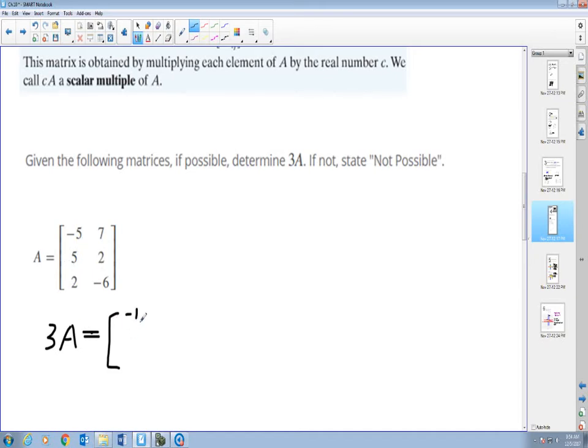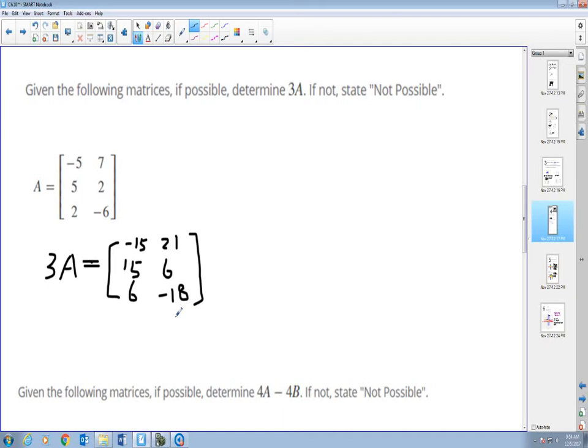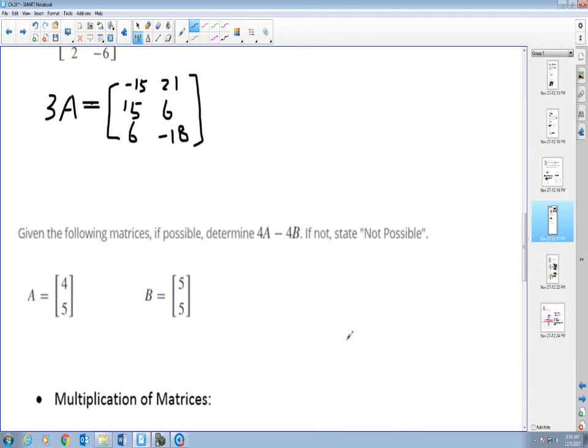So that will be -15. 3 times 7 is 21. Then 15, 6, 6, and -18. That's all it is. It's called scalar multiplication. And I can multiply by a half, but make sure it is a real number that you're using to multiply the matrix.